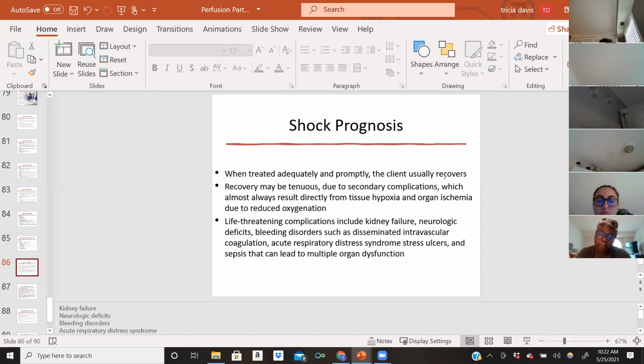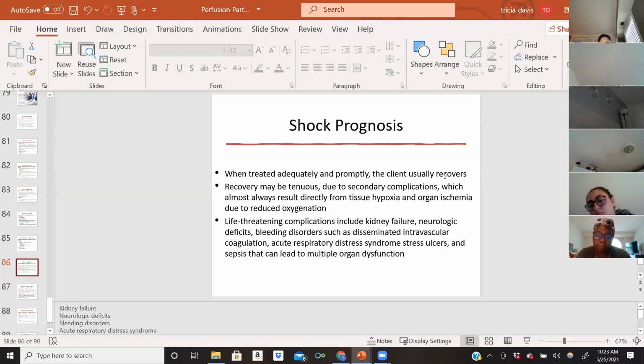So what is the prognosis of shock? Like we said earlier, when treated adequately, when we recognize those signs early, the client usually recovers. Recovery can be tenuous, secondary to those other complications that we're seeing, which are almost always going to be a result of that tissue hypoxia and organ ischemia caused by that reduced oxygenation. So early treatment is always better.